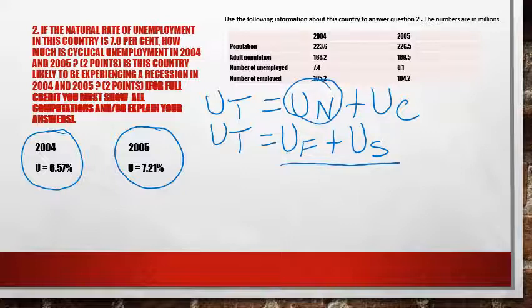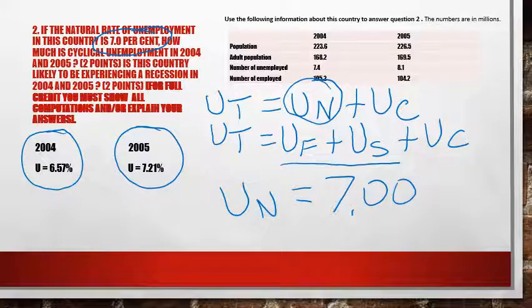Again, UF is the frictional unemployment rate. US is the structural unemployment rate. And of course, plus UC, which is the cyclical unemployment rate. Keep in mind that in question 2, we are given the natural rate of unemployment. We're given UN as 7%, 7.00%.